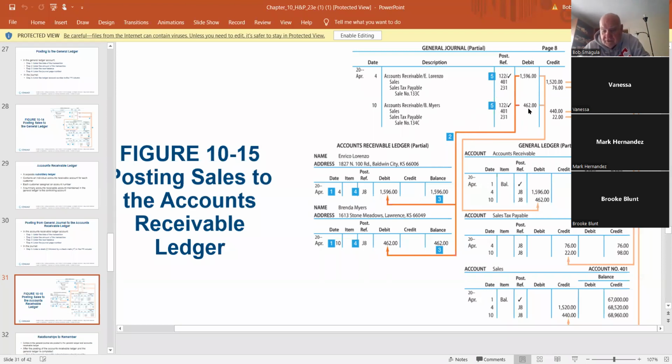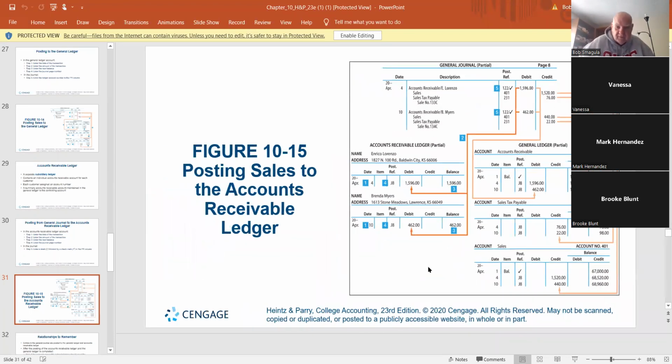Brenda Myers purchased $462 worth of goods from us. That becomes a debit on the subsidiary. And guess what? At all times, the total balance of the subsidiary must equal the balance of the control account. If it doesn't, you've got big troubles. The total of the accounts receivable ledger must equal the balance in accounts receivable, which we now know is called a control account. Accounts receivable control account.